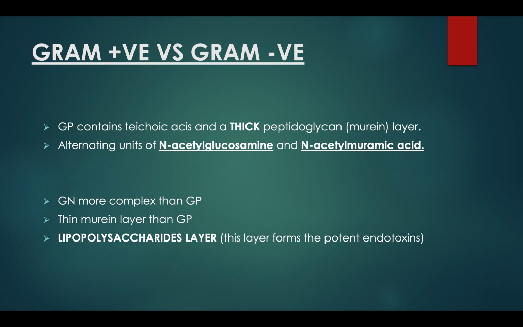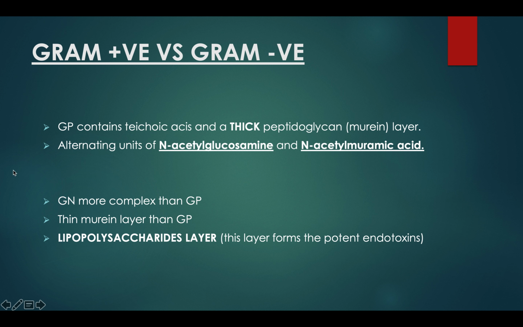Okay, then we go on to the difference between gram positive and gram negative bacteria. There are basically two main types of bacteria, the gram positive ones and the gram negative ones. Those that take the gram stain are the gram positive bacteria, and those that don't take the gram stain are the gram negative bacteria. We don't need to go much into detail about gram staining.